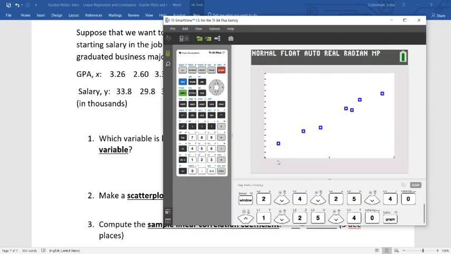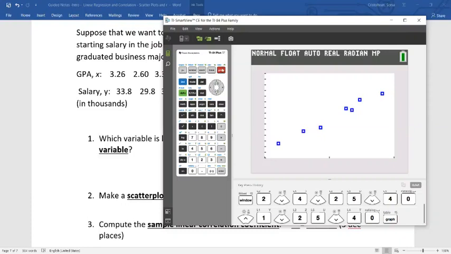Okay. So I have my X values and this one starts at 2, goes up to 4. And my Y values will go from 25,000 to 40,000. I can see there is a strong correlation between these two variables, right?